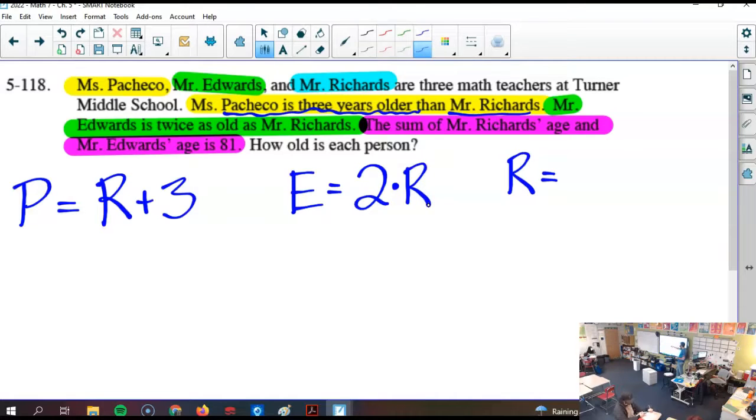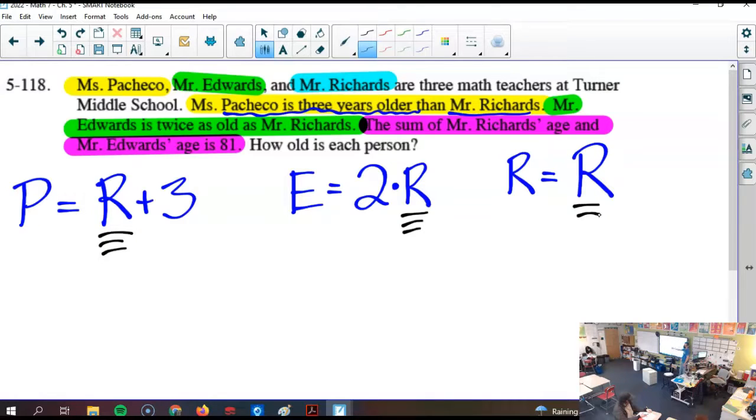So if Pacheco talks about Richards and Edwards talks about Richards, what should we put for R equals? Just R. Here's the trick. Katie, you getting this written down? The trick is if we are already using a variable, keep using the same variable if you can. So we might as well say R is Mr. Richards.